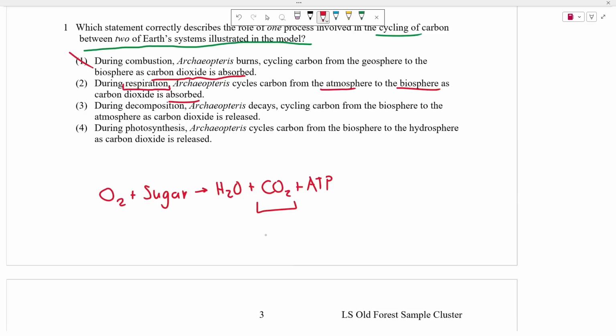As the Archaeopteryx respirates, right, as it breathes, as it burns the sugar that it produced from photosynthesis with the oxygen in the atmosphere, it produces CO2. So carbon dioxide is actually released during respiration. It's not absorbed, right? Then choice 3 says during decomposition, Archaeopteryx decays, cycling carbon from the biosphere to the atmosphere as carbon dioxide is released.